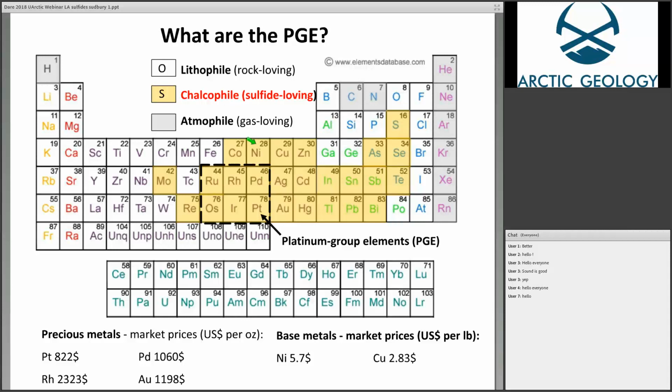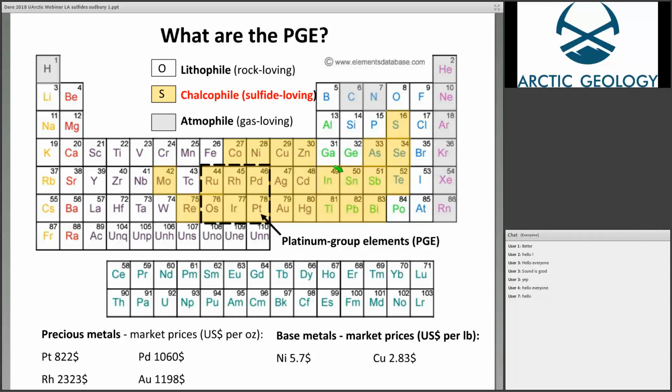You can see I've highlighted in yellow here, they're all the chalcophile elements. So of course you've got your base metals, nickel, copper, that form these nickel deposits. I'd just also like to mention the semi-metals such as arsenic, tellurium, bismuth, and tin, as I will be speaking about their importance later in controlling where the PGE go within the sulfide system.